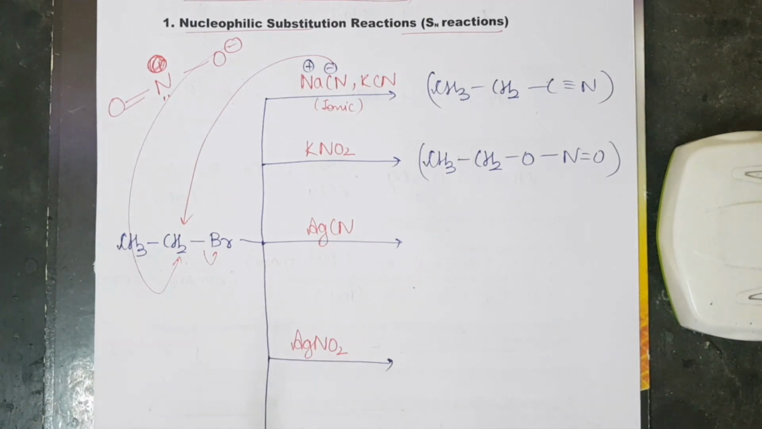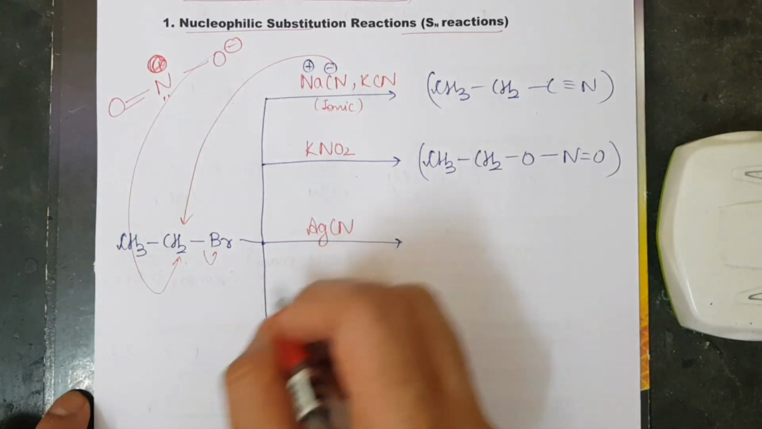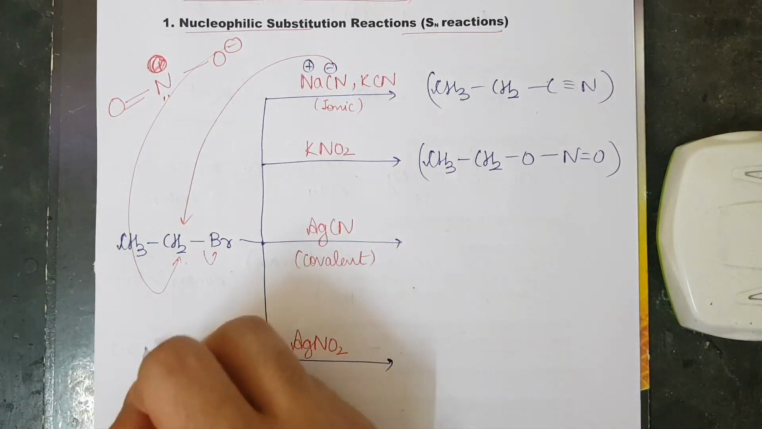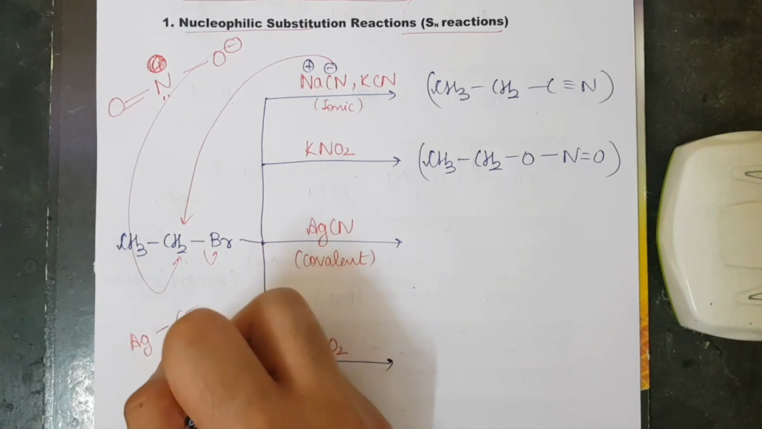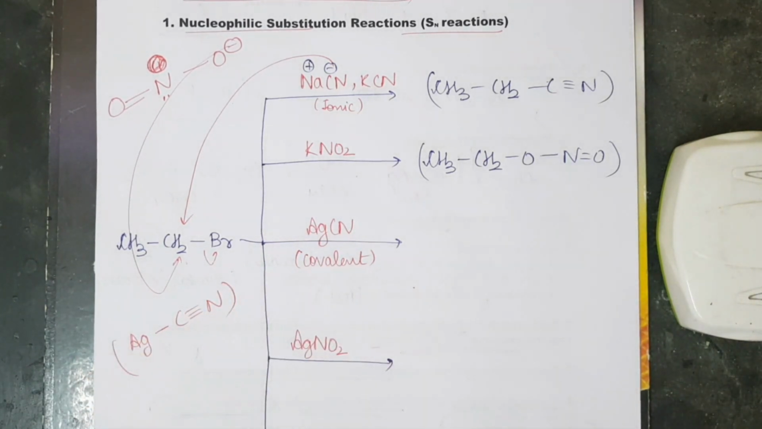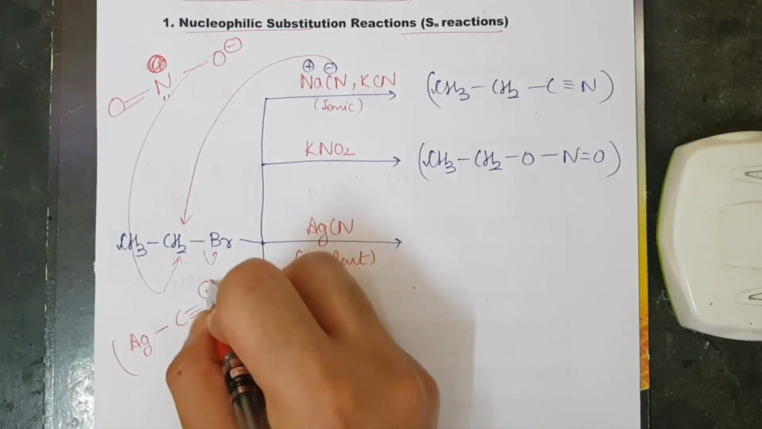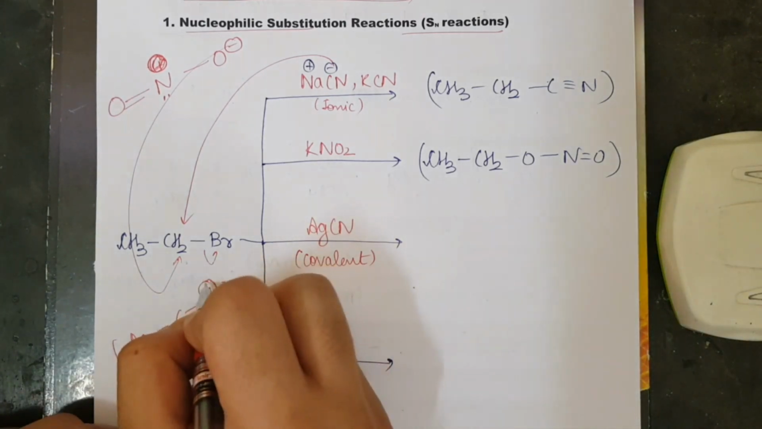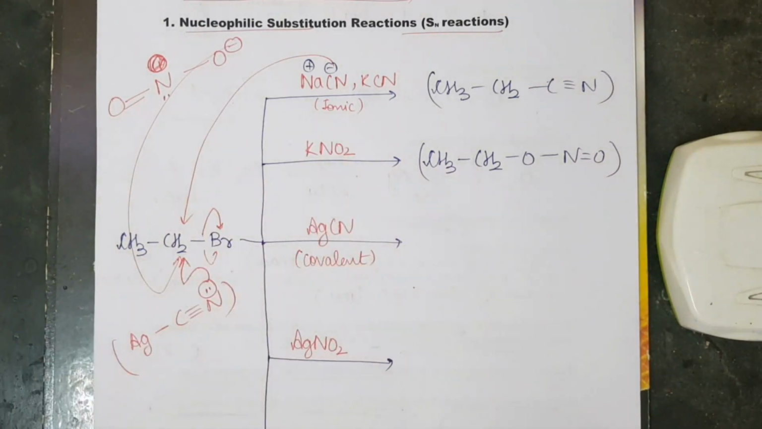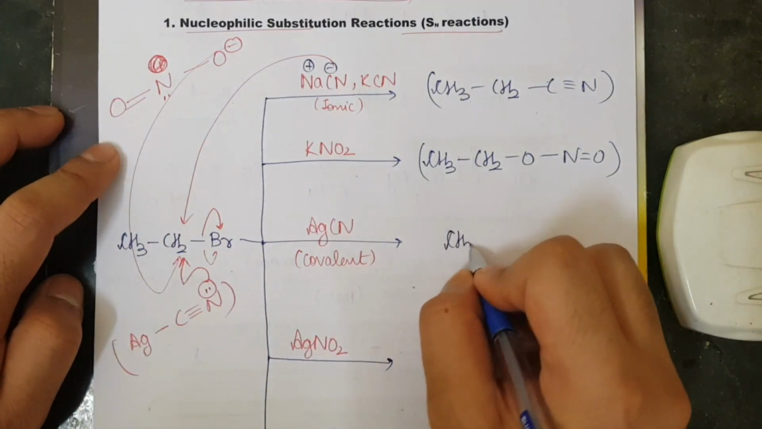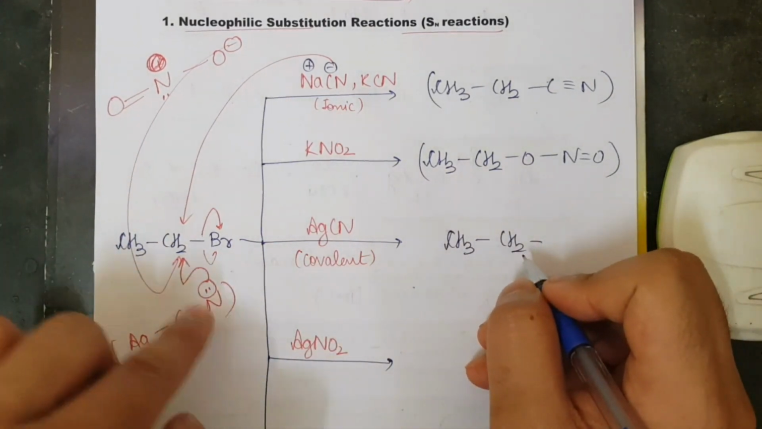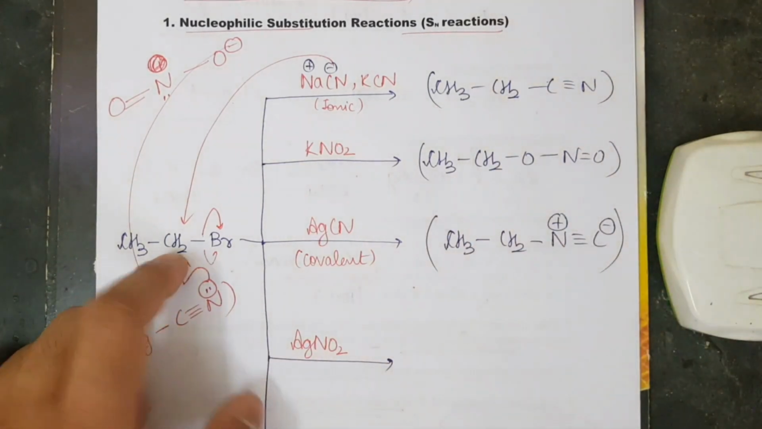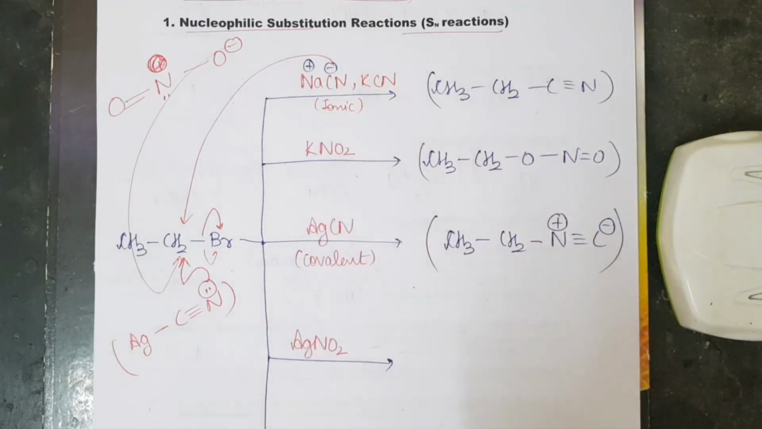We have AgCN. Now you need to understand the logic. AgCN is covalent. That is, there is no ionic nature in it. So it means that it wouldn't dissociate into plus and minus, but it would remain as AgCN only. That means the lone pair is present on nitrogen. We don't have a negative charge anywhere, only the lone pair is present. So that lone pair will go and attack this carbon, take out the bromine from here, giving me the formation of CH3, CH2, with the nitrogen attached to carbon. The final product will be the formation of the isocyanide. Here cyanide was there, and here we will get isocyanide.